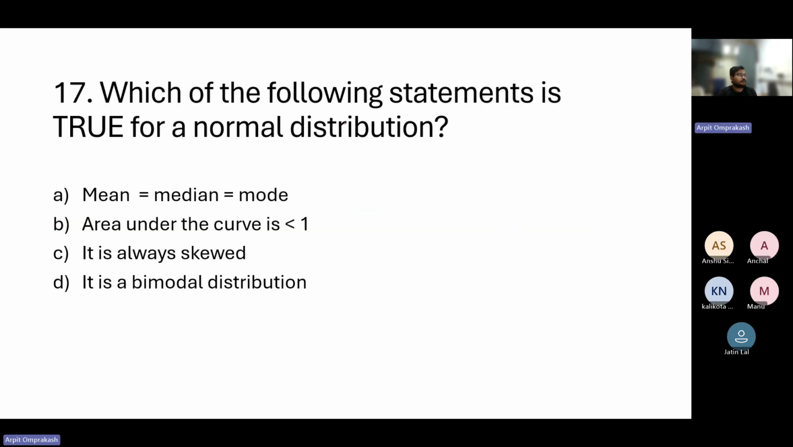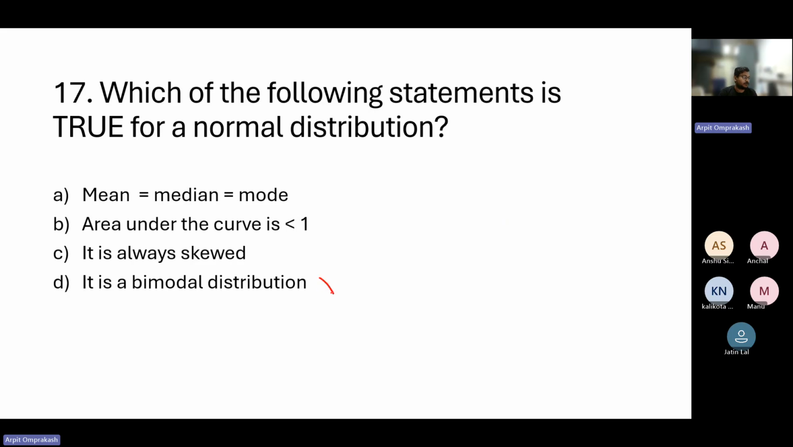Number 17, which of the following statements is true for a normal distribution? A, mean equal to median equal to mode. B, area under the curve is less than 1. C, it is always skewed. D, it is a bimodal distribution.